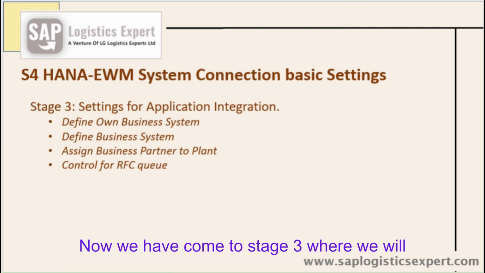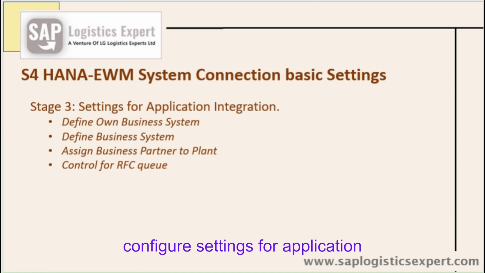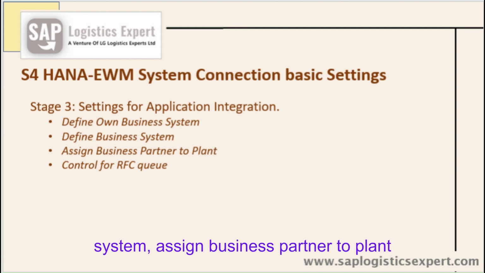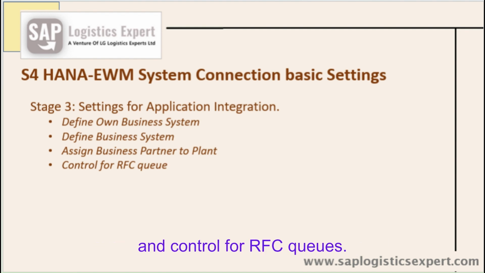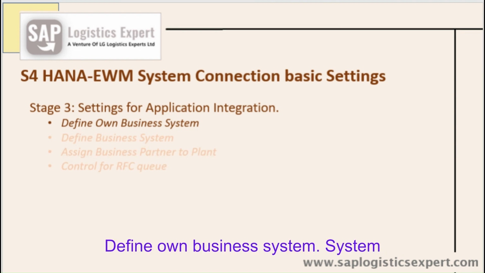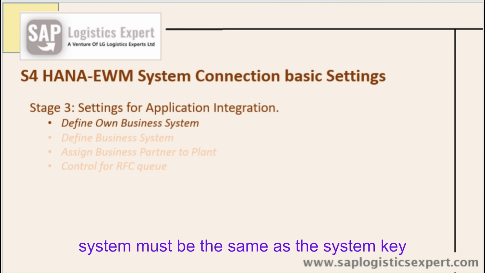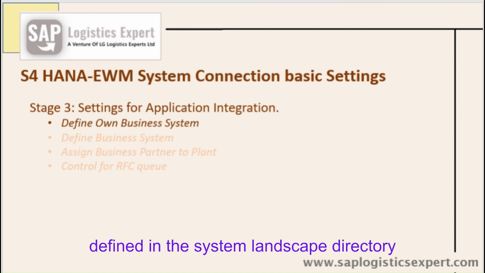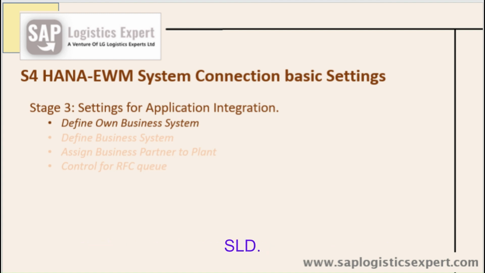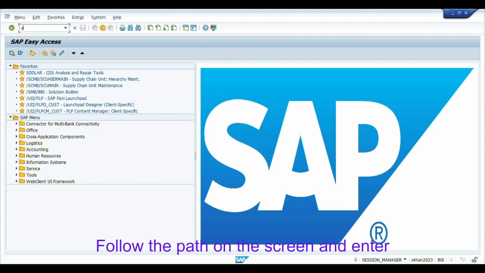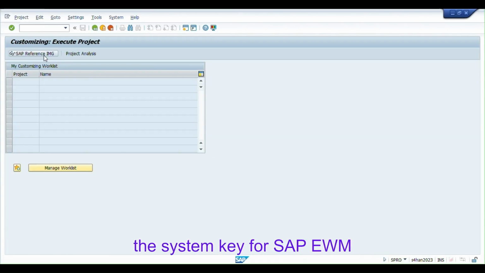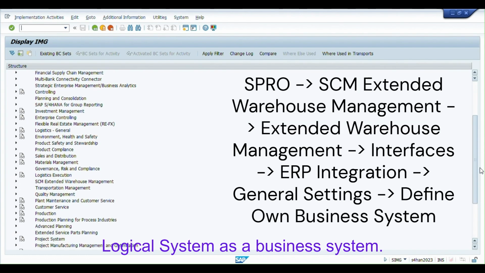Now we have come to Stage 3 where we will configure settings for application integration. The following configuration is done here: define Own Business System, define Business System, assign Business Partner to Plant and Control for RFC queues. Define Own Business System. System defined here would be the system in which EWM is located. The system must be the same as the system key defined in the System Landscape Directory, SLD. Follow the path on the screen and enter the system key for SAP EWM Logical System as a business system.